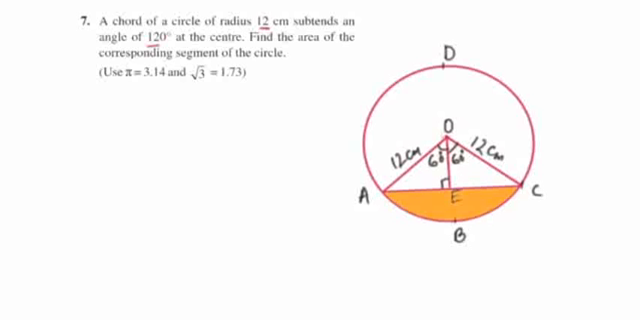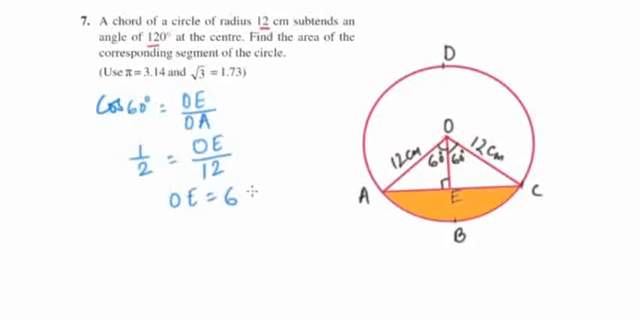Let's do that. To find the area of triangle OAC, we need the height OE and the base AC. So we'll draw a perpendicular OE from the center and it will bisect AC, which means AE will equal half of AC. Now in triangle AOE, cos 60 degree equals OE upon OA, and the value of cos 60 is 1 by 2, which equals OE divided by 12. So we'll get OE as 6 centimeter.